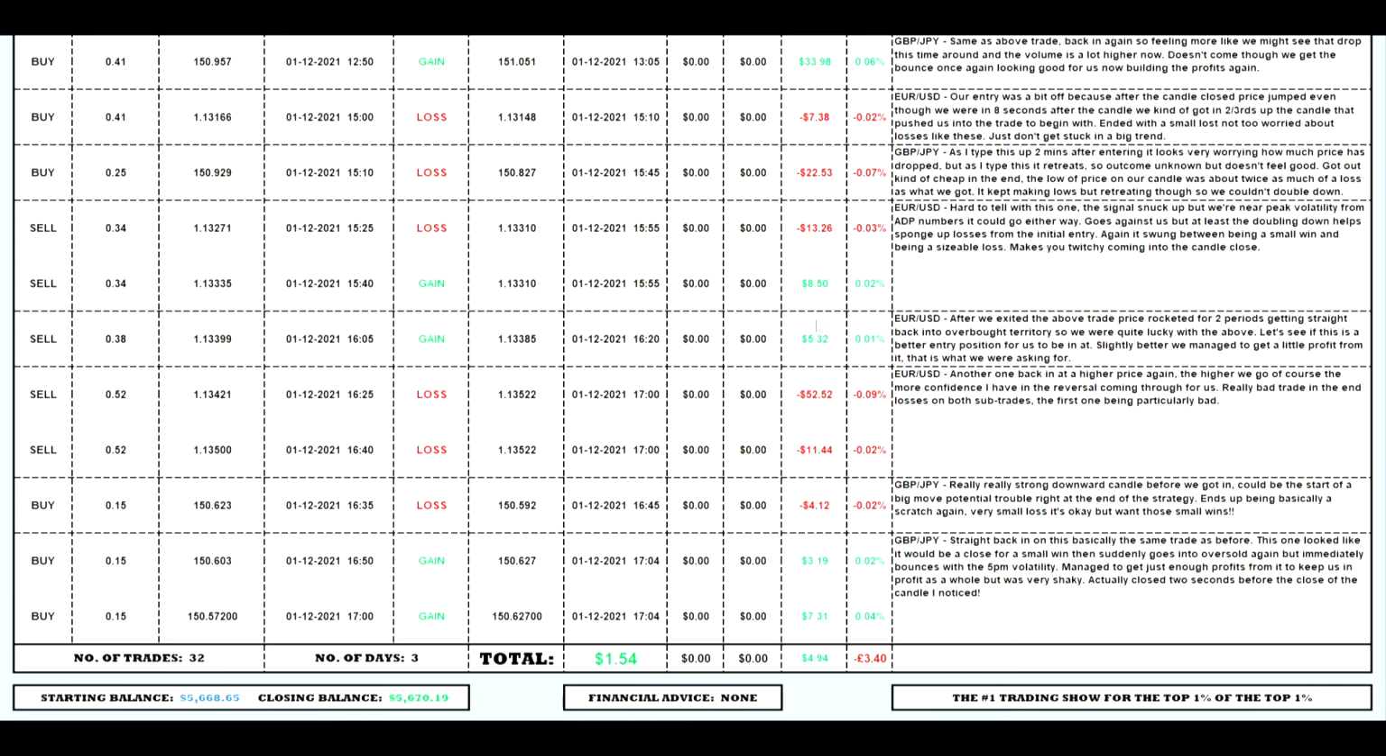Mostly losses. You can see green, but all of this green was under $10. So no real big winners. And most of these losses were bigger than those gains. $52 there, $22. That pound yen trade right at the very end managed to save us.